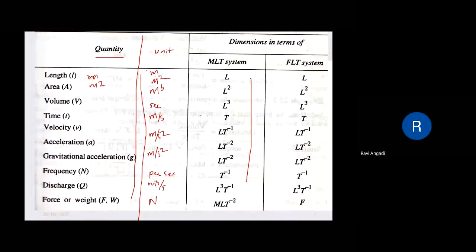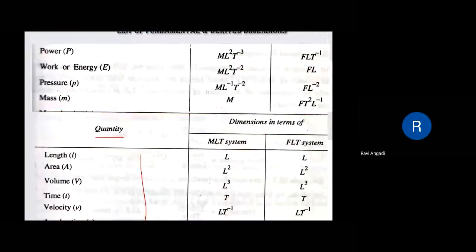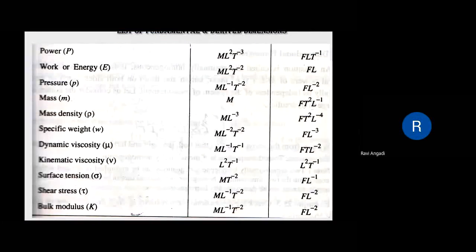See, length is meter, meter means L. Area is meter square, means L into L. Volume can be written as L cube, means L into L into L. So here M0, T0. Then time, it's a second, it's a T, but M0, L0, we can write T1. Velocity is M0, L1, T raised to minus 1. Here I have given both the systems, the MLT system as well as the FLT system. Again, these are some more quantities I am giving here. So you all can note it down and write the units for these quantities.